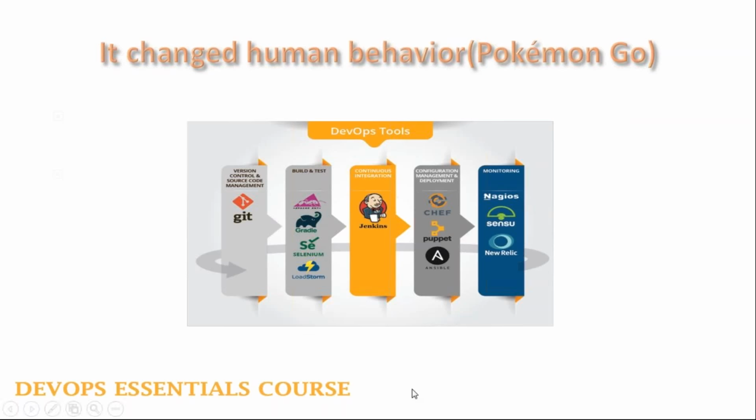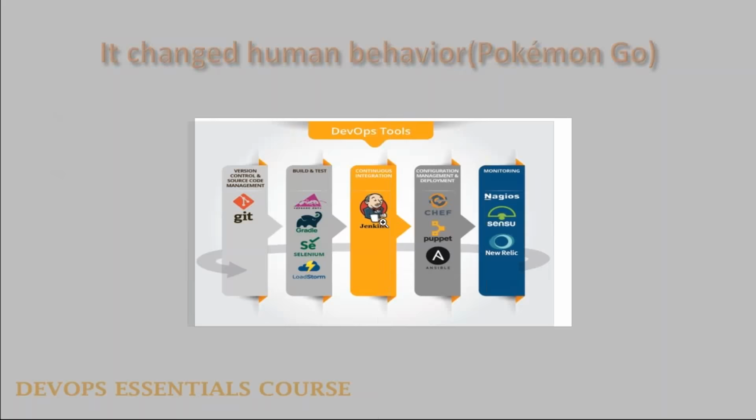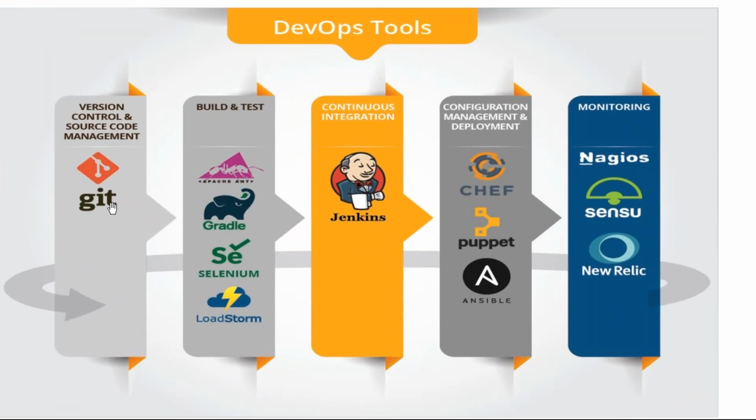And here you can see the tool sets they have used in Pokemon. You can see Git, which we are definitely going to learn. They have used Ant, Gradle, Selenium, and Lodestorm. We will be learning how to integrate Selenium, how to integrate Gradle or Maven, and definitely Jenkins. Every time, as the complete course is covered, we'll be learning some part of Jenkins, because Jenkins will be involved at every phase. As I said, it's the integration, it will be integrated with multiple software processes or lifecycle processes. So we'll be learning Jenkins every time.